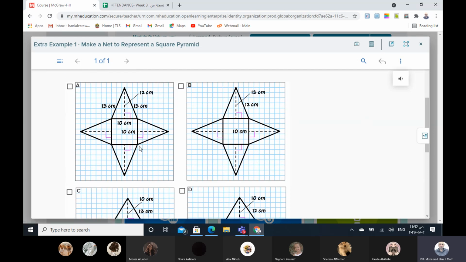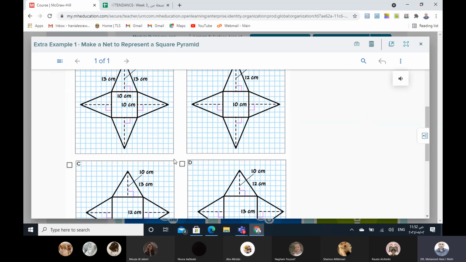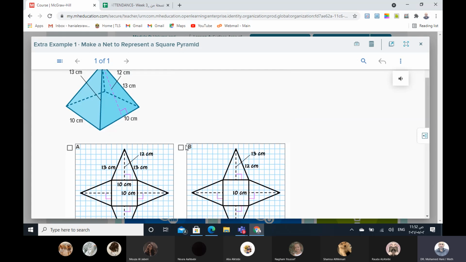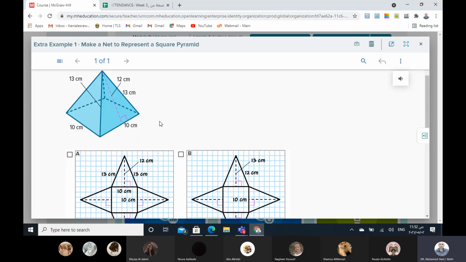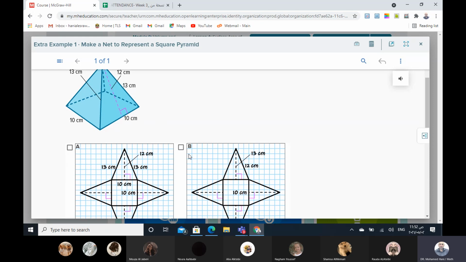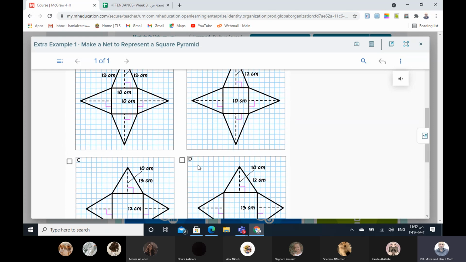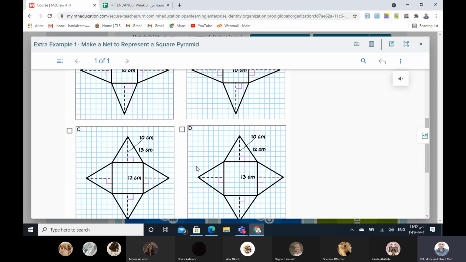So here we have 4 nets. What is the true one? Look very well at this pyramid, then tell me, is it A or B or C or D? Who can answer me?